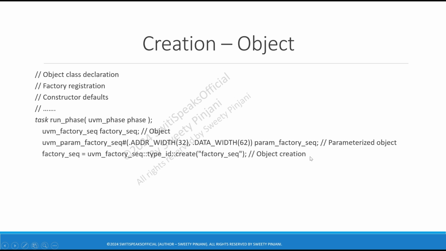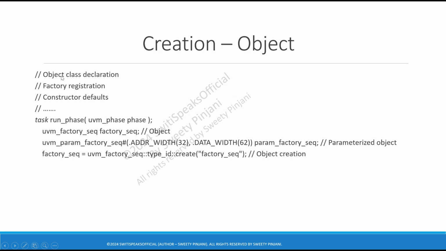If you want to create an object, you have to call create. The syntax is whatever name you want to give, factory sequence you have given, this is the instance which you have created, right? Factory sequence, whatever instance you have created comes here. You are going to register this with the factory, whatever name, this name and this name should be same. And this is the syntax.